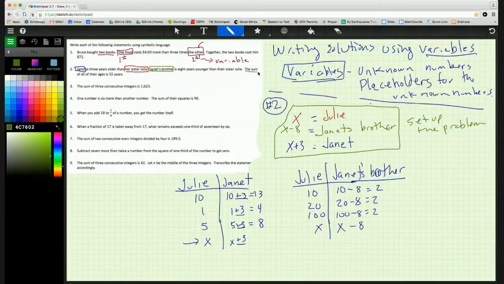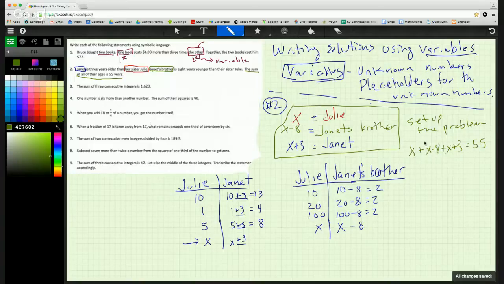The one bit we haven't said anything about is the sum of all of their ages is 55. Well, what is the sum of these 3 people's ages? Well, we don't know the numbers exactly, but we do know the variables. So we can write it out. X plus x minus 8 plus x plus 3 equals 55.